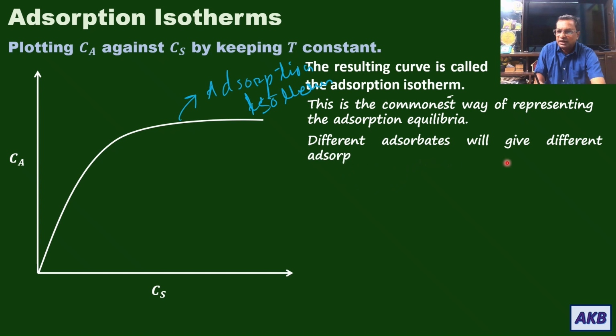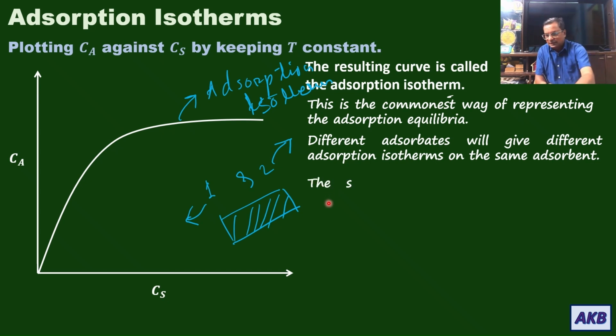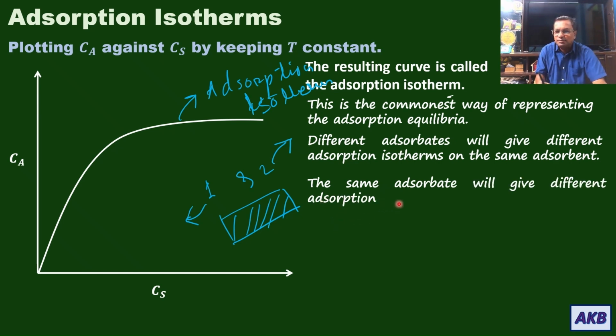Then different adsorbates will have different adsorption isotherms on the same adsorbent. For example, if you have two adsorbates, let us say component 1 and component 2, and they are adsorbing on the same adsorbent, then component 1 will give a different adsorption isotherm, whereas component 2 will give a different adsorption isotherm. That's why I'm saying different adsorbates will give different adsorption isotherms on the same adsorbent. The other thing is also true. What is that? The same adsorbate will give different adsorption isotherms on different adsorbents.